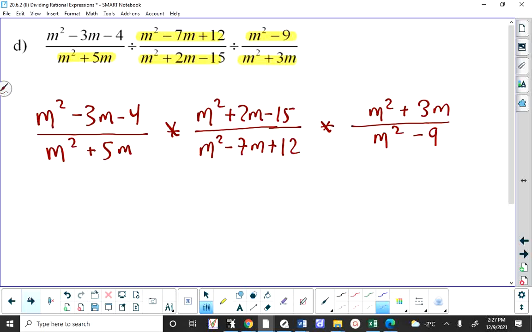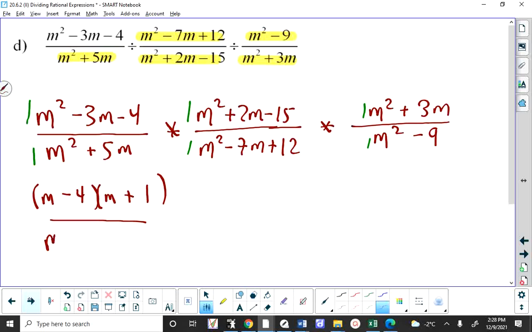Luckily, these are all easy to factor, I think, because it's 1m squared in all of these. The numerator of the first fraction would factor into m and m, two numbers that multiply to give -4 and add to give -3 would be -4 and 1. The denominator I can factor an m out of.